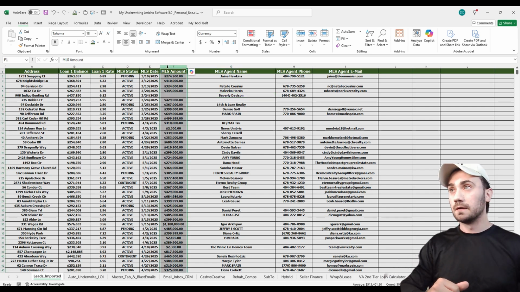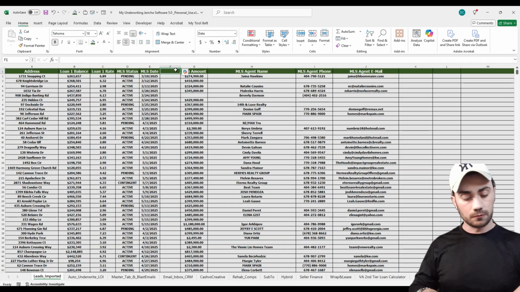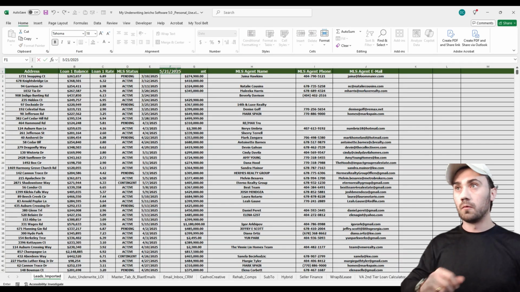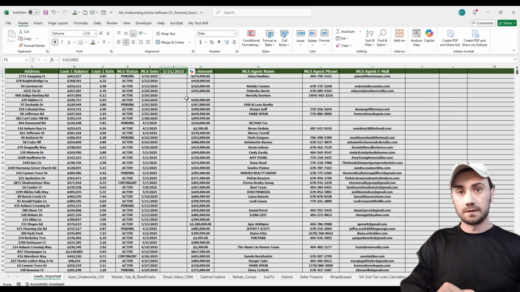So the first thing that I'm going to do is insert a column here to the right hand side of the MLS date. I'm going to use the keyboard shortcut, which is Control semicolon. When I do that, it'll automatically populate today's date inside this cell.